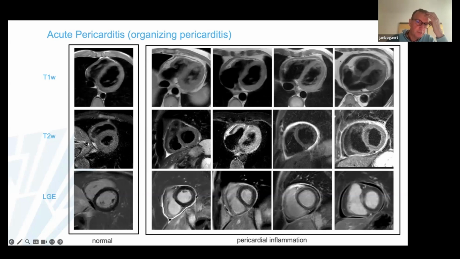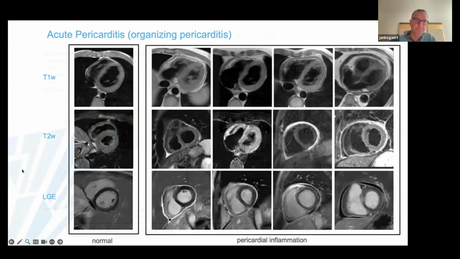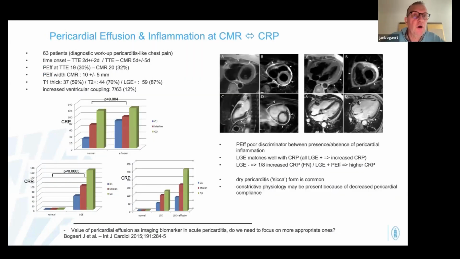And then of the late gadolinium enhancement, we see strong uptake of contrast. Here, for instance, this patient has a little bit of pericardial fluid. And then once again, if we move to the left, we see more severe cases. A couple of years ago, we looked at the relation between effusion, late gadolinium enhancement, and CRP.